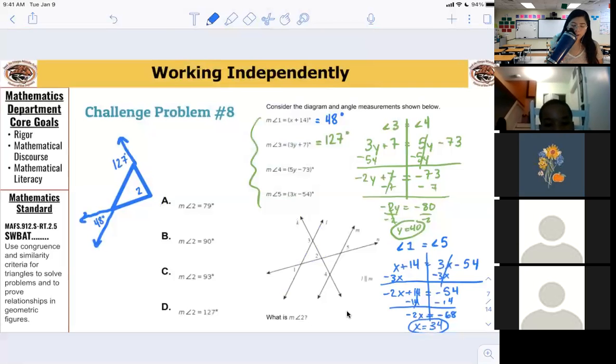So I know angle 1 is 48. What else is going to be 48? Angle 5? I'm not worried about angle 5. We're not worrying about that anymore. Would it be angle 2? No. It might not have a name, but use your words. What else is 48?